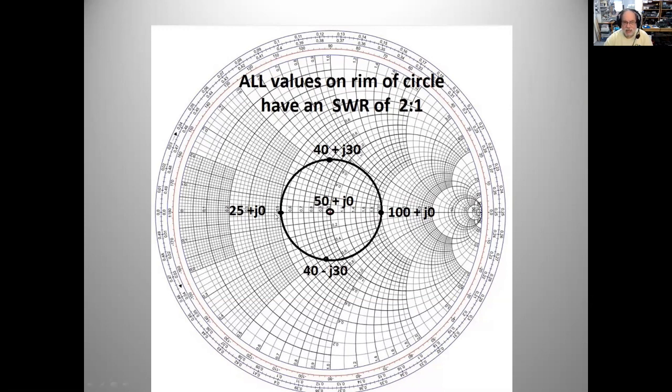How about 40 plus J30? Well, I was a little sloppy here, but it's pretty close. 40 ohms resistance, 30 reactance, plus J. Plots here, and here's 40 minus J30. They're all on the rim of the circle that has the SWR of 2 to 1. Man, if I had seen this 50 years ago, I would have thought, this guy Smith is a genius. Look what he figured out, how to show impedance values with the same SWR. Why did I understand that? No one ever taught it to me. You guys think that's kind of cool? I'm not seeing too many nods.